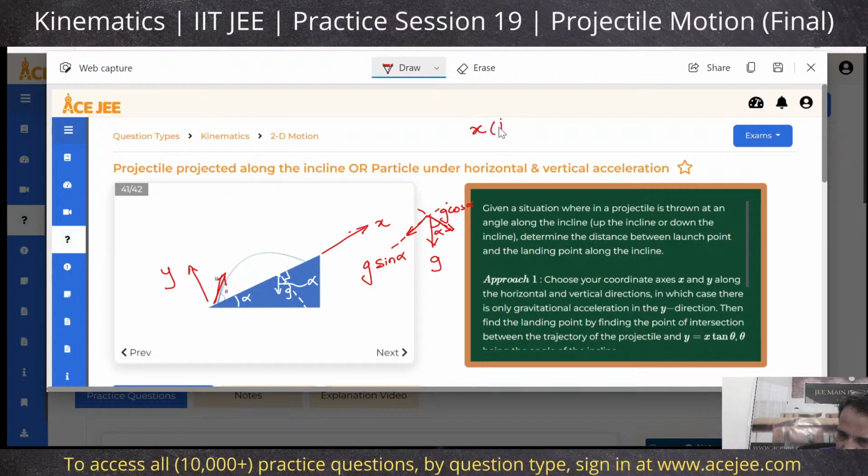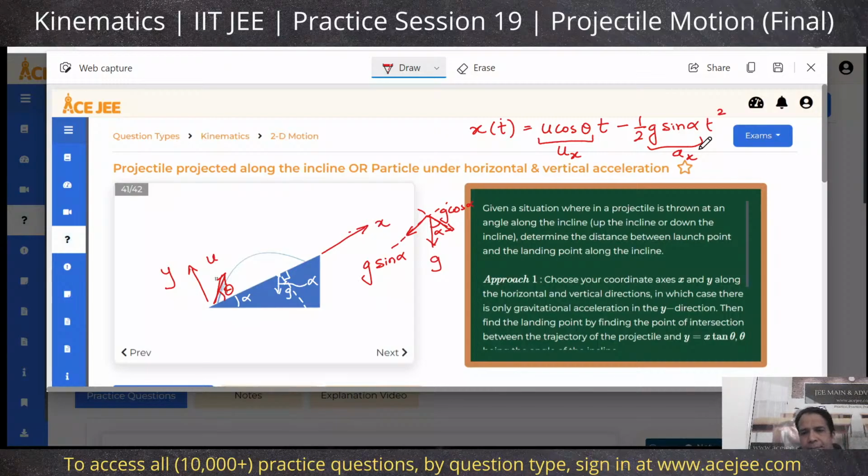So x(t) is equal to, this is u, this angle I've taken as theta, so it will be u cos theta times t minus half g sin alpha t squared. Once again, this is the component of velocity u along the chosen x-axis, which is along the incline, and g sin alpha is the acceleration along the x-axis. So your x coordinate is uxt minus half axt squared.